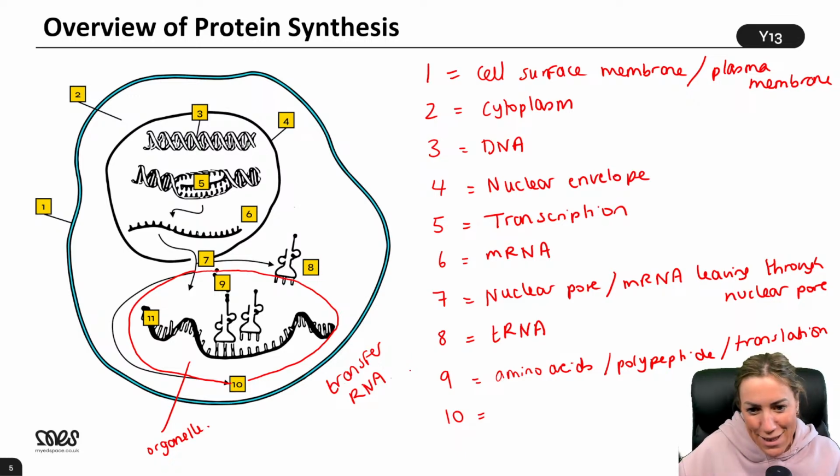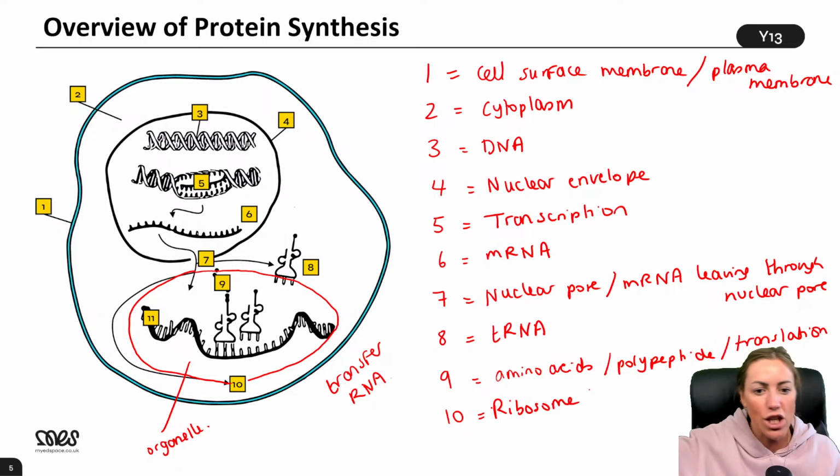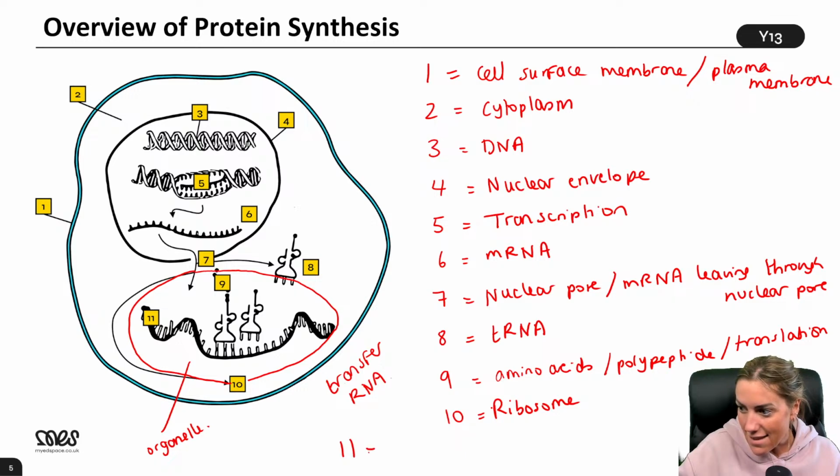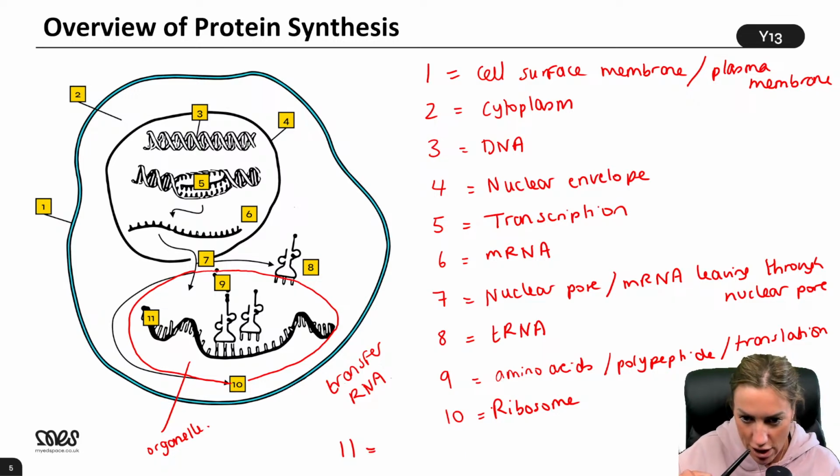Okay, number 10 is the one that you're probably not going to get because the diagram went a bit dodgy, but it's meant to be the ribosome. So it's meant to be like a circular structure. It's meant to be the organelle, the ribosome in which this is taking place. And then what is 11? I can't see any answers for that one. Can someone give me the answer for number 11? I think it's probably gone off of my chat.